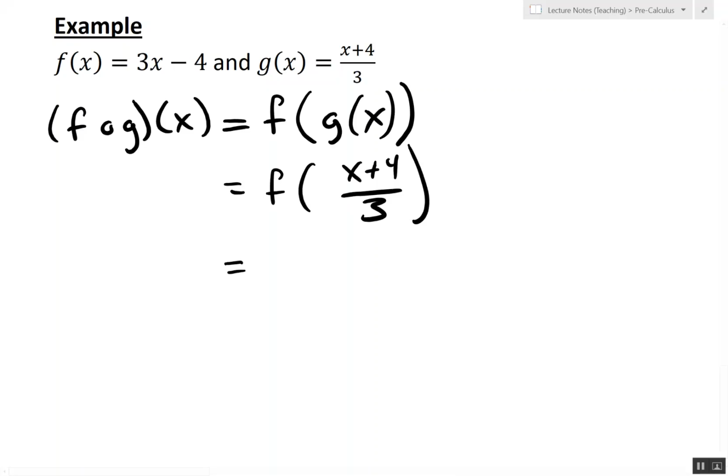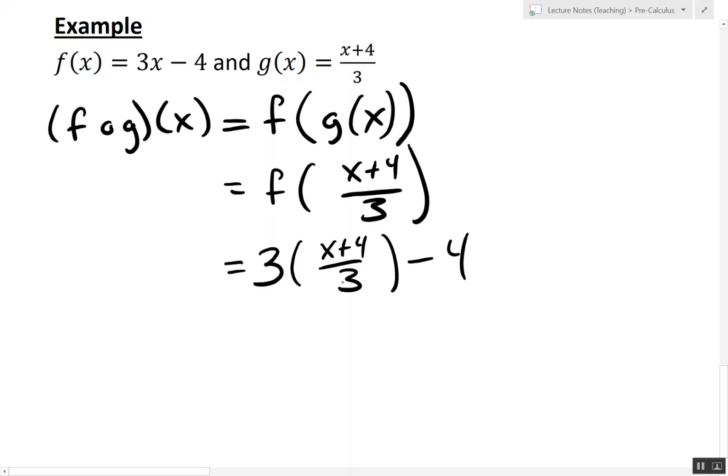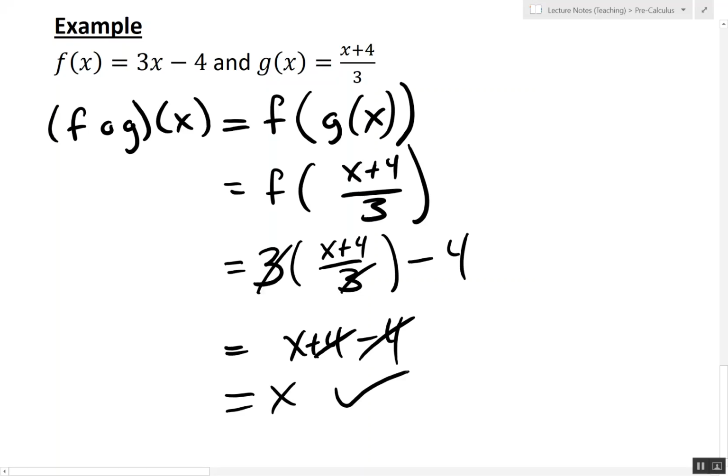So our rule for substituting expressions is we're going to write 3 times the parentheses minus 4, and inside this parentheses will go the x plus 4 over 3. And then we just do order of operations. The 3's cancel, and we get x plus 4 minus 4, and then the minus 4 and the plus 4 cancel and gives us x. So our first condition is satisfied.